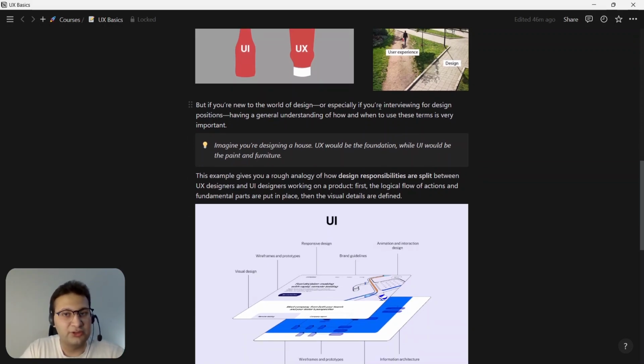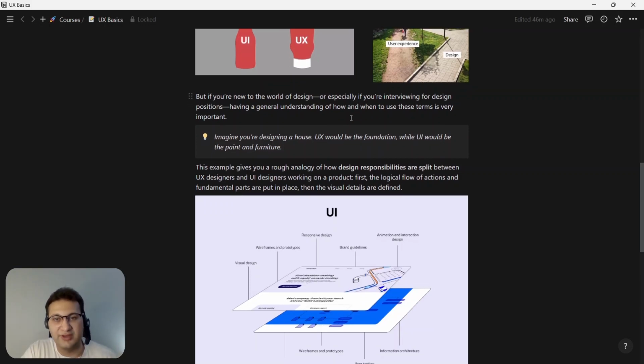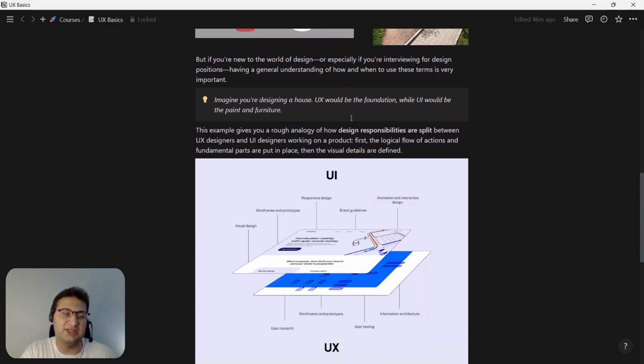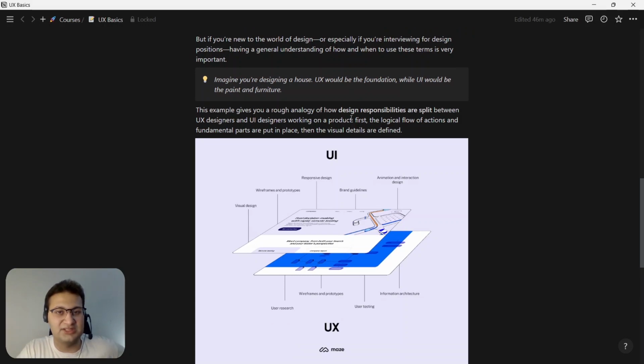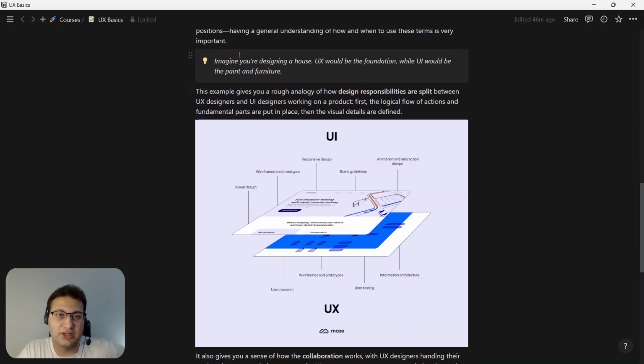So if you're new to the world, or especially interviewing for design, having a general understanding of how and when to use these terms is very important, because I think UX versus UI is a very important question every interviewer asks in the interview, just as a filter check of where the designer actually is in terms of their fundamentals. So you need to be very strong here.